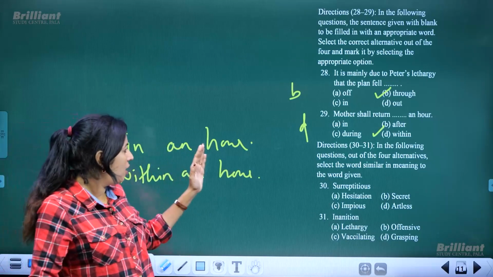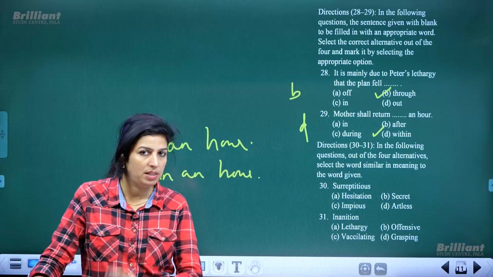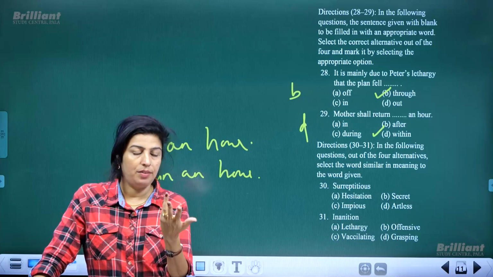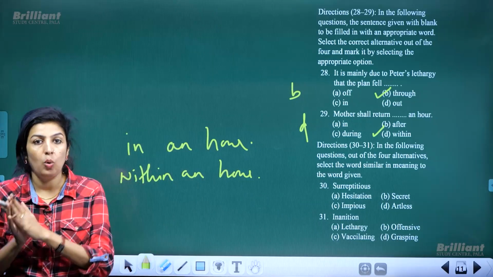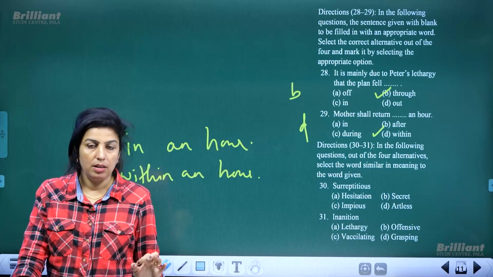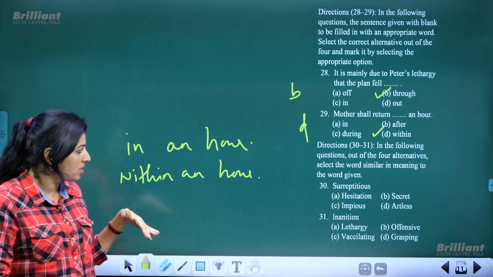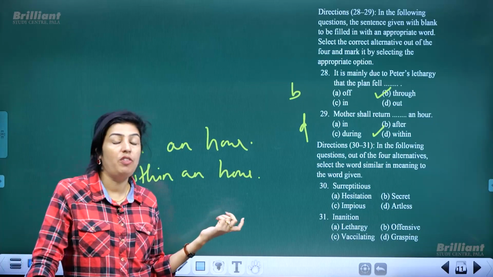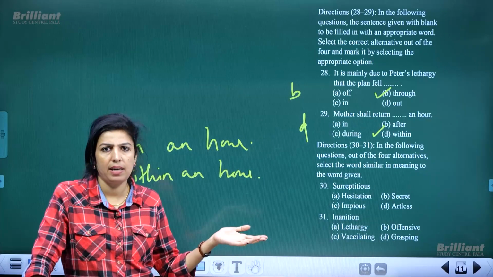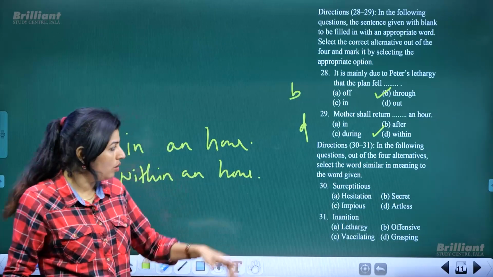If I say that my mom will be back in an hour, "in an hour" means in 1 hour. The idea that I conveyed is my mother will return only after 1 hour. She will take exactly 1 hour to complete her task, and only after that she will be back. But if I use the same sentence with within, my mother will be back within an hour means a maximum of 1 hour. She can complete the task in a maximum of 1 hour, and sometimes she can come back even before the completion of 1 hour. So within is to be used.